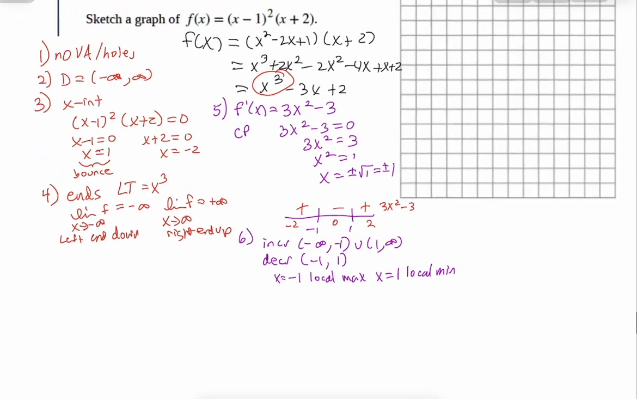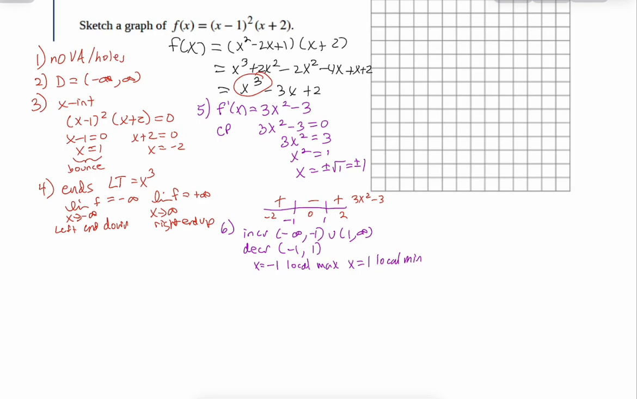Step 7 and 8 are the second derivative information. So our second derivative, we're just going to take the derivative of that nice 3x squared minus 3, and we're going to get 6x. 6x equals 0 at 0. So we're going to make a chart with 0 on it. So I'm going to plug in -1 and +1 as my points. If you plug in -1, you get a -6. If you plug in +1, you get a +6. So this is a point of inflection.